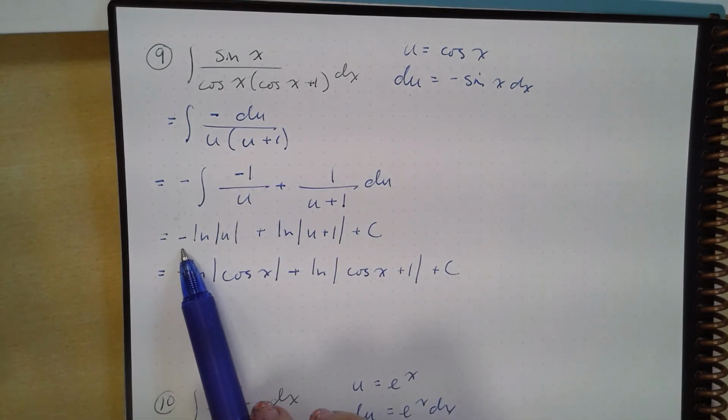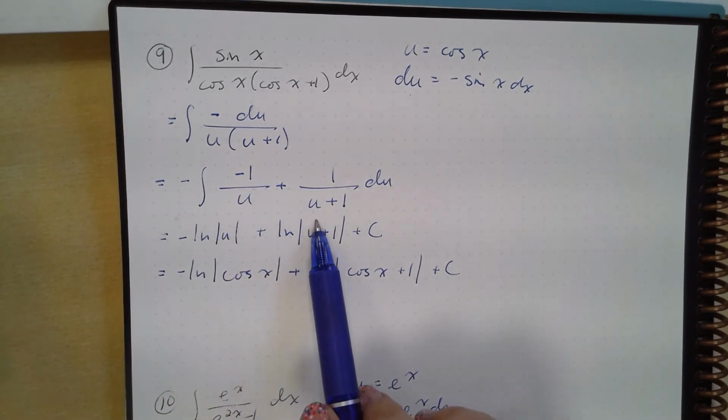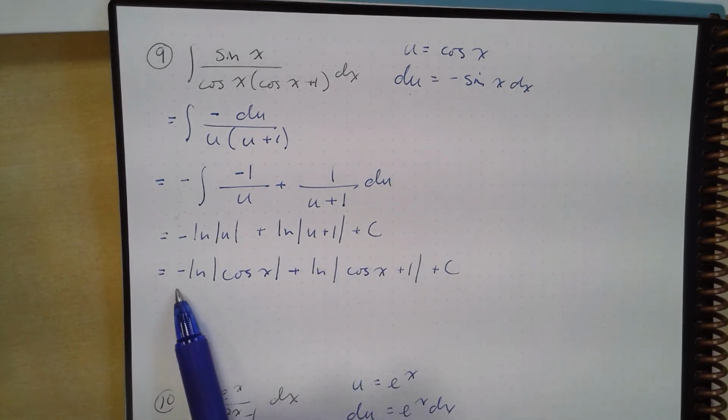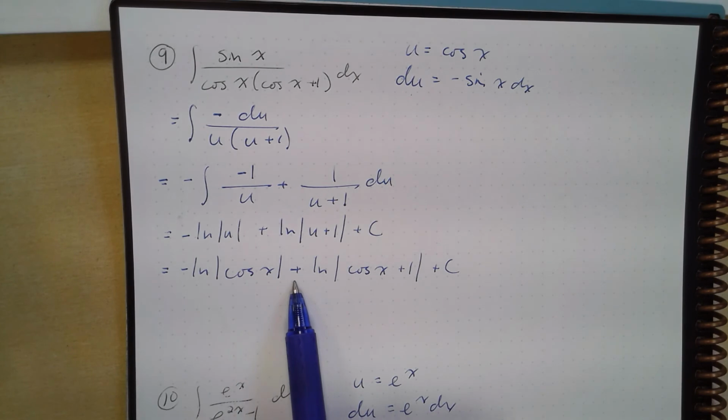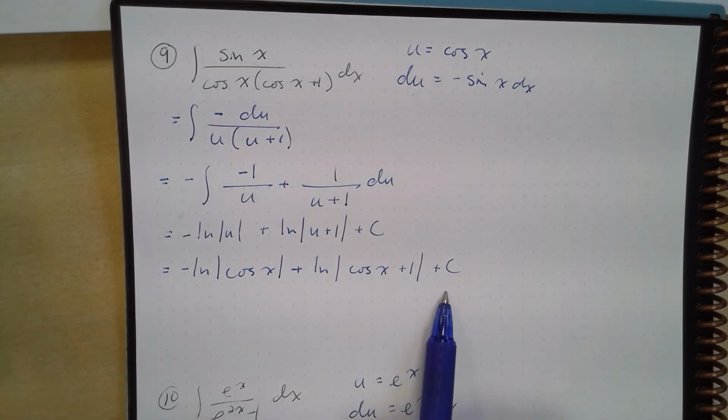Then I integrate, I get negative ln of u plus ln of u plus 1 plus c, and I can substitute back in, so I finally get negative natural log of cosine of x plus natural log of cosine of x plus 1 plus c.